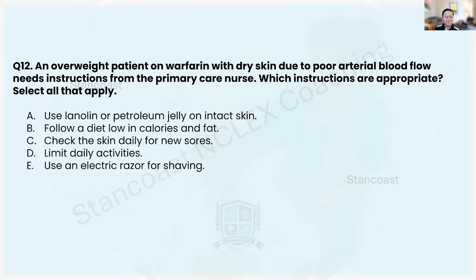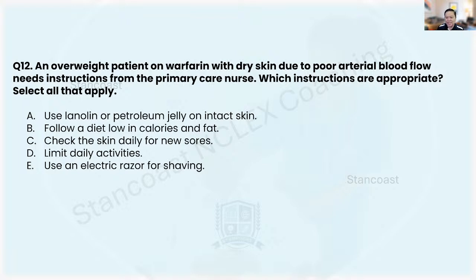Okay. Is it A, use lanolin or petroleum jelly on intact skin? B, follow a diet low in calories and fat. C, check the skin daily for new sores. D, limit daily activities. E, use an electric razor for shaving.